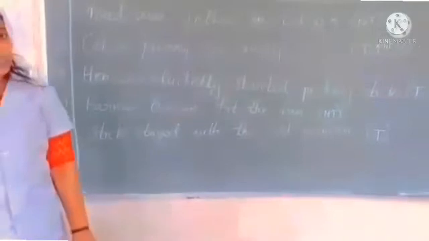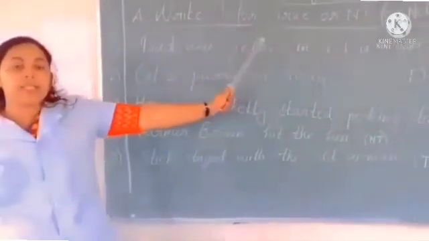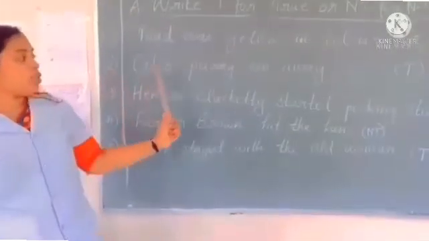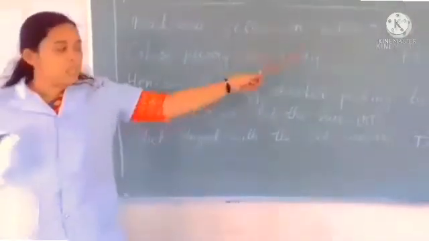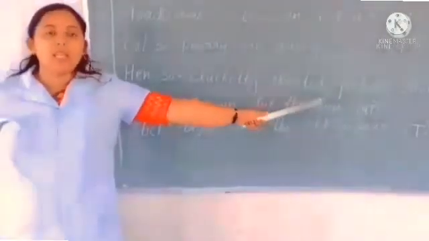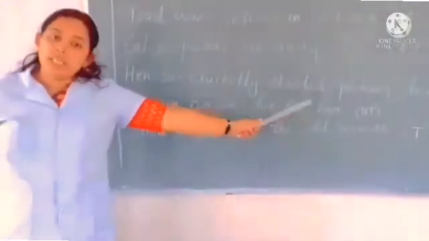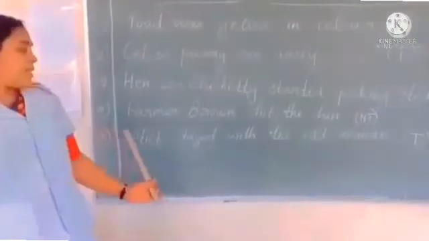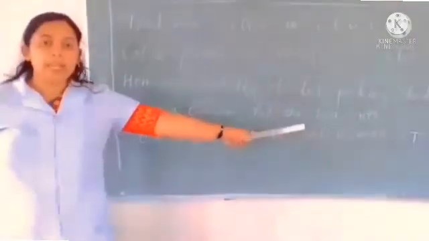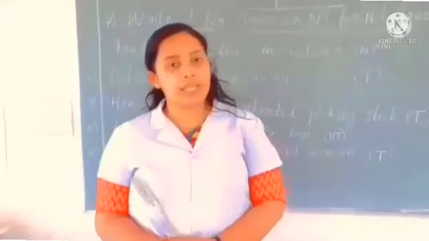So I will read the sentences once more. First one, toad was yellow in color. That is not true. Second one, cat so furry ran away. That is true. Third one, hen so cluckety started picking stick. That is true. Fourth one, Farmer Brown hit the hen. That is not true. And fifth one, stick stayed with the old woman. That is true. And now we can discuss the question answers from this lesson.